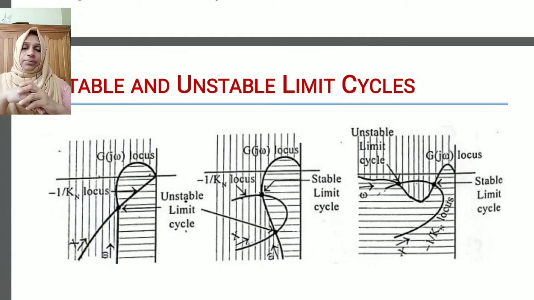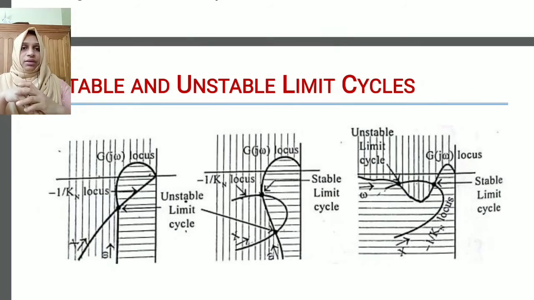Look into the second figure. There we can see that as the x increases, the minus 1 by kn locus moves from the stable region to unstable region and intersects. At the first intersection point, it is unstable limit cycle. It intersects at 2 points. The minus 1 by kn locus intersects with the g of j omega locus at 2 points. The first point, it is unstable limit cycle. But in the second point, we can see that it moves from the unstable region to stable region. That means the limit cycle is a stable limit cycle.